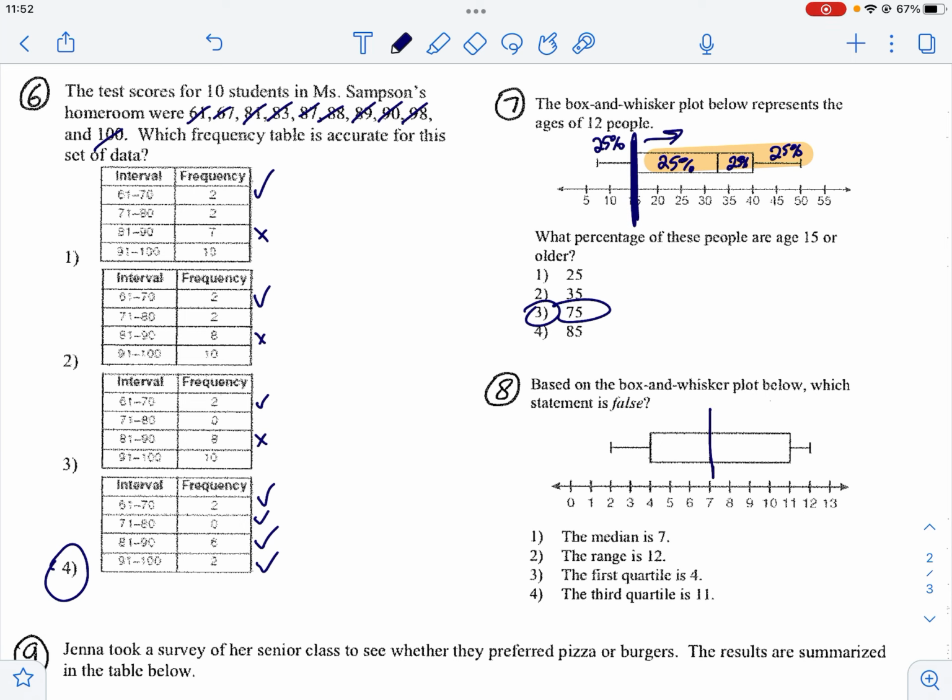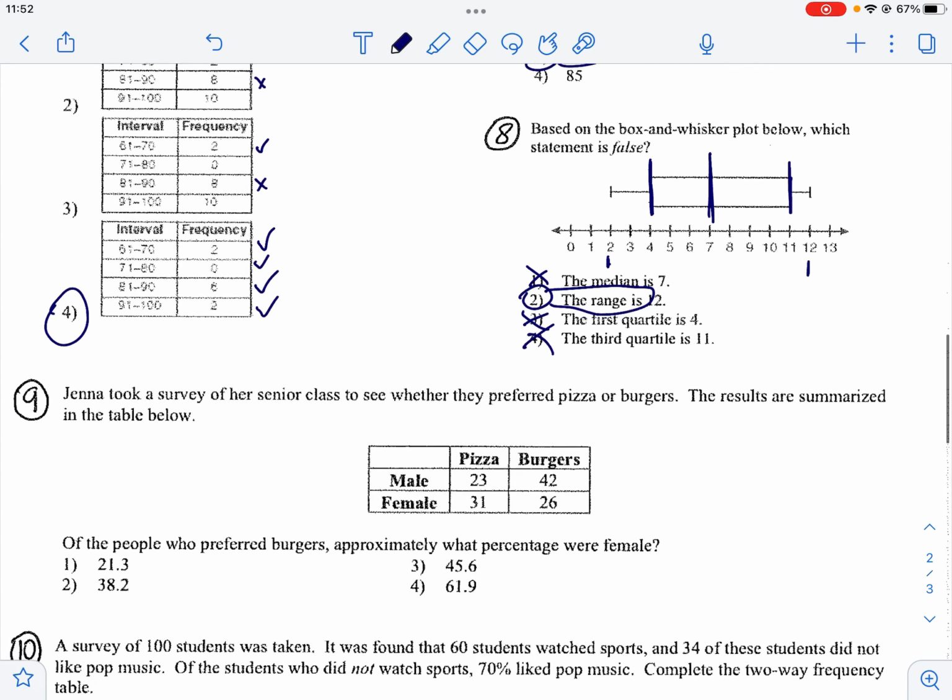As a reminder, the line in the middle shows the median, so the median on this box plot is 7. The first quartile is shown at the beginning of the box, so the first quartile is 4. The third quartile is shown at the end, so the third quartile is 11. The range goes from our smallest number to our biggest. So in this case, the range is 12 minus 2, which is 10, not 12. So that's why 8 is choice 2.